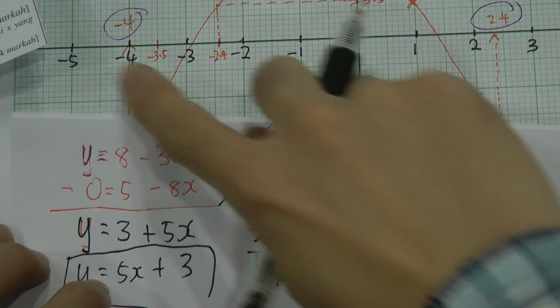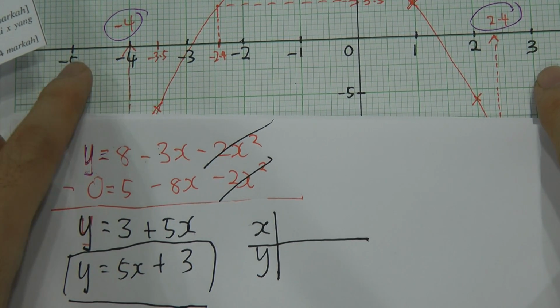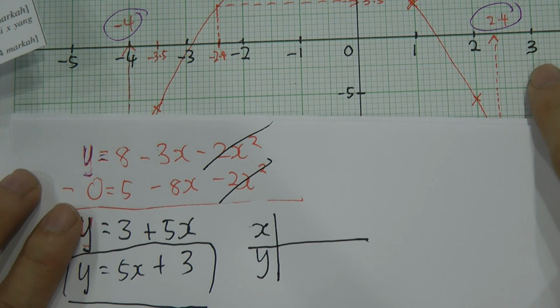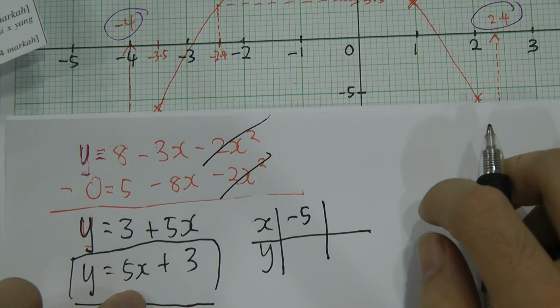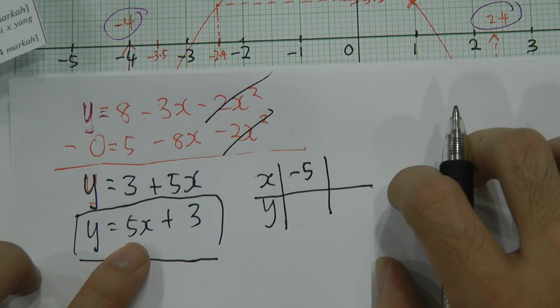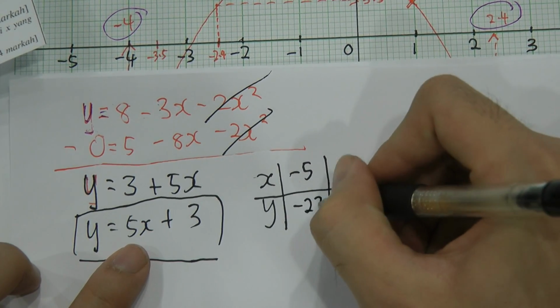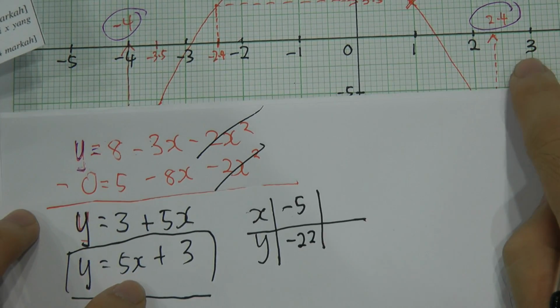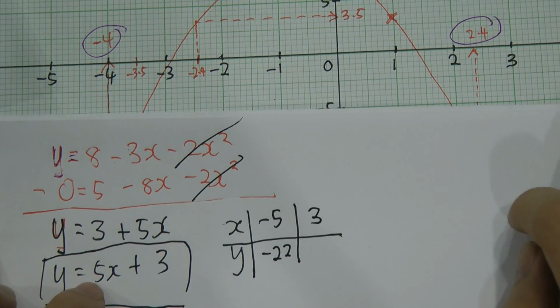In order to draw more accurately, I will put the minimum of x and maximum of x. So minimum of x is negative 5. When x equal to negative 5, you substitute negative 5 here. 5 multiply negative 5, we will get negative 25. Negative 25 plus 3, you will get negative 22. And then I substitute the maximum value for x. When x equal to 3, y will equal to 15 plus 3, which is 18.